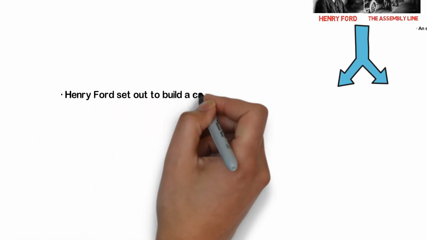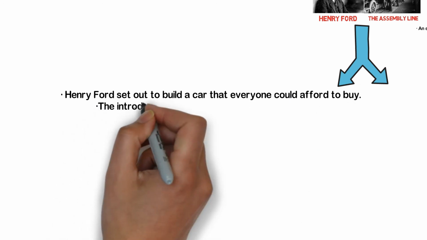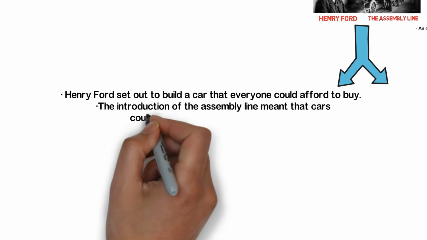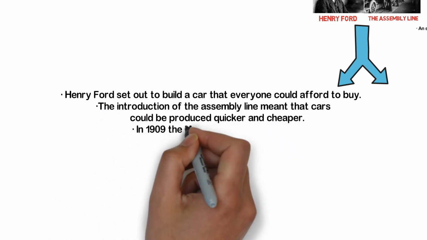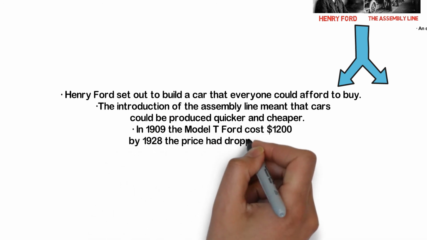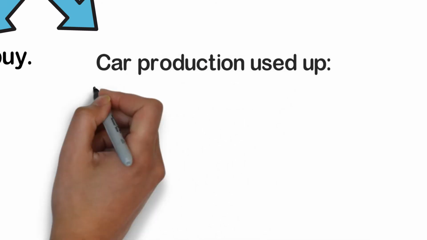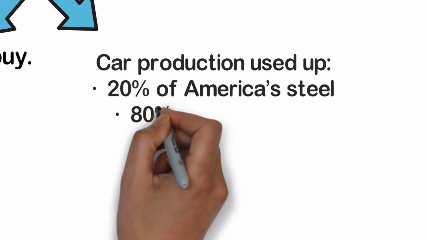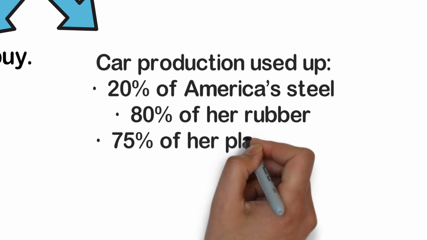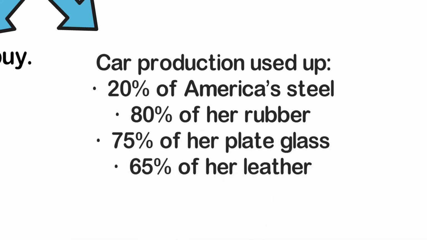Henry Ford wanted to make a car affordable for everyone in America. The assembly line made this possible. For example, in 1909, the Model T Ford cost $1,200. By 1928, this had dropped to just $295. Car production also benefited other industries such as rubber, steel, glass, leather. This knock-on effect meant that the increase in cars meant that more jobs were created.